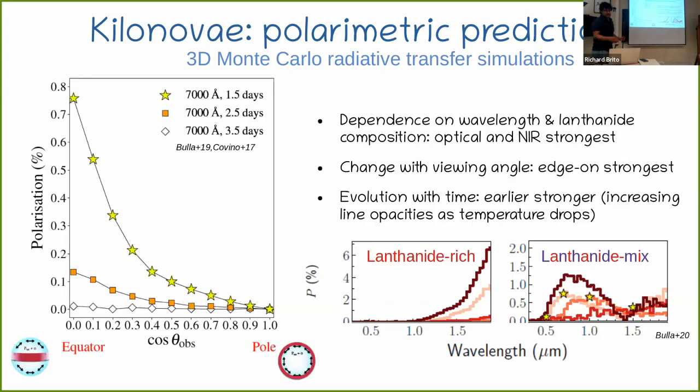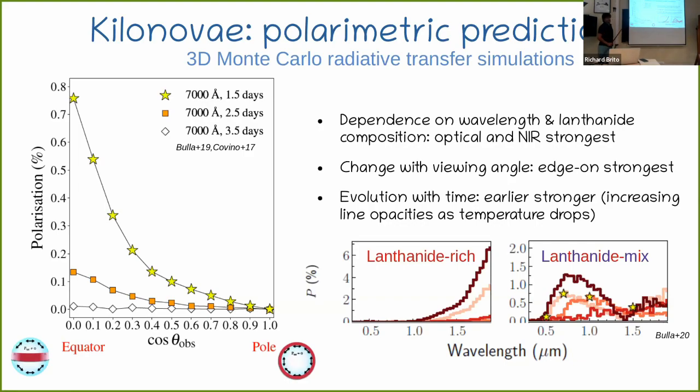What happens if you look at it as a function of angle, for example? So this is the equator, looking at it edge on. So that's where you're going to have the highest polarization, as I was saying before. If you look at it polar, then you have the lowest polarization.